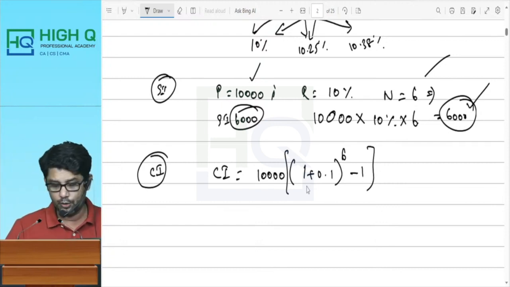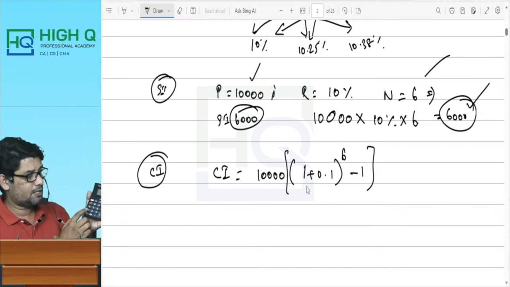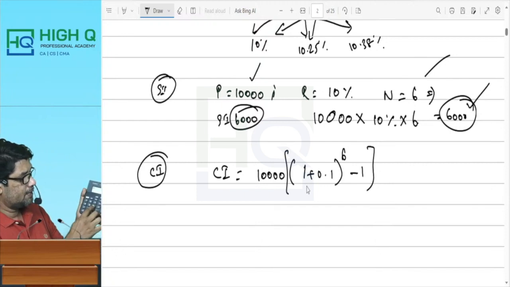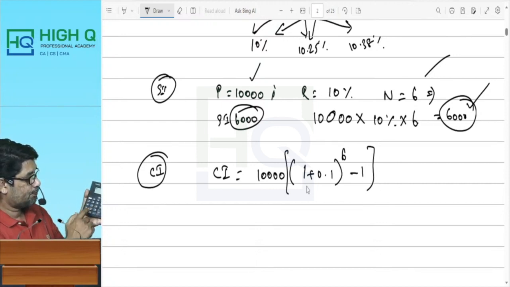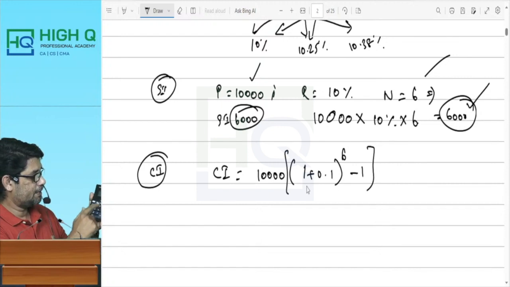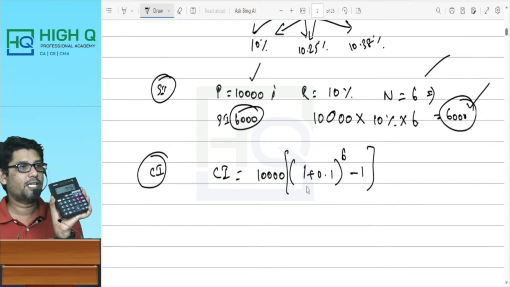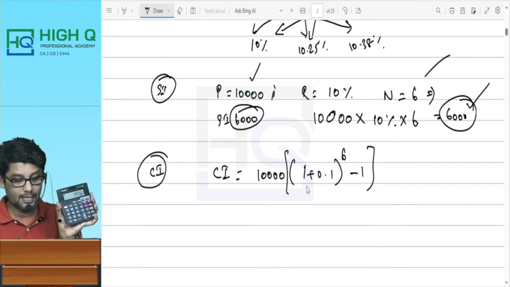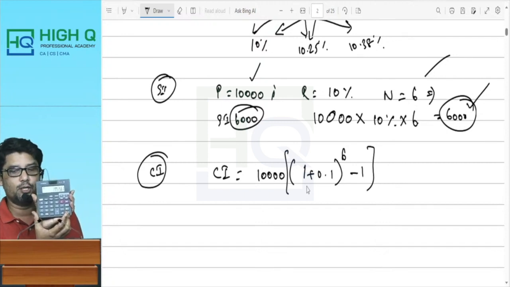But no need to use this formula and all. Take your calculator. Just do what I'm saying. Look at this. 10,000 plus, sorry, what is the percentage? 10%. For how many years? 6 years. So 10,000 plus 10% plus 10% plus 10% plus 10% plus 10% plus 10%. So 6 times I've added. Add 10% for 6 times. This is the amount you will get. Then from this we have to subtract 10,000. If you subtract 10,000, it is our compound interest.